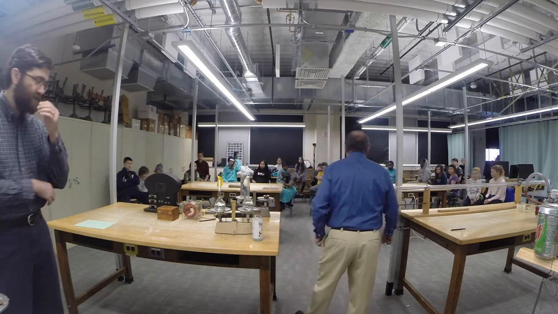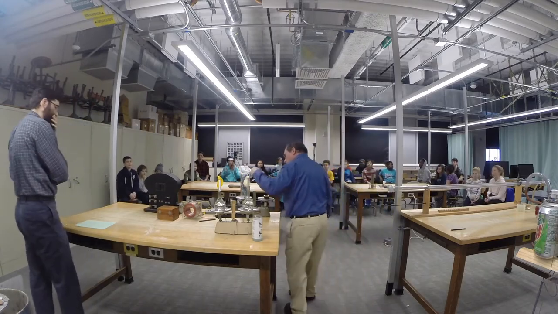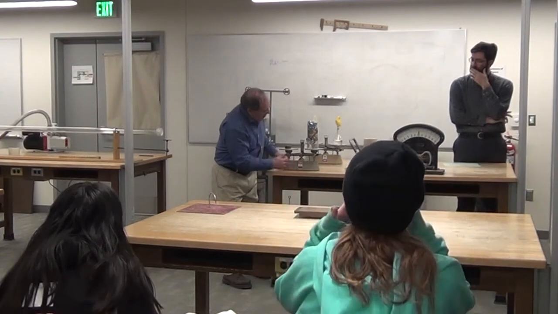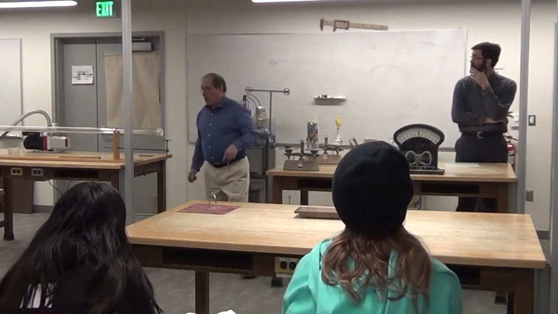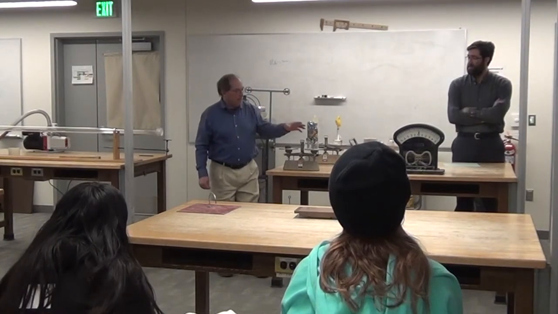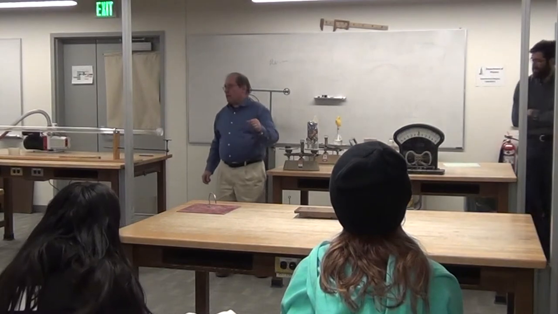This one's a little harder on me. On this side of the scale that is balanced roughly, I have one of those Mylar balloons. I'm going to take that Mylar balloon off this side of the scale. I'm going to inflate it. Hopefully I will not pass out.